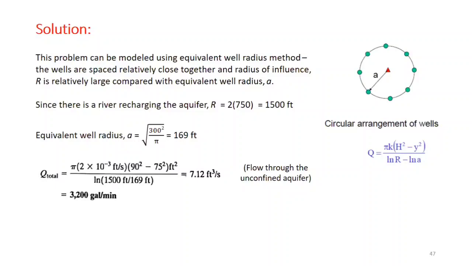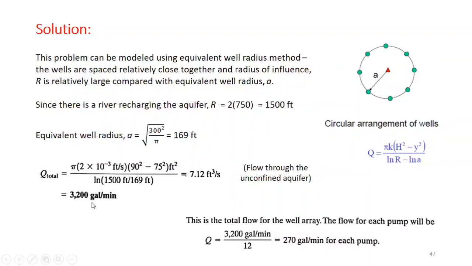Using the same formula as we have been doing before for circular arrangements of wells, you can get the total flow. Of course, remember that this is flow through an unconfined aquifer. You have the value of K given, the initial level of the water is 90, the level you want to bring it to is 75, R is 1500, and the equivalent well radius is 169. So you can get the total flow rate of about 7.12 cubic feet per second, or 3200 gallons per minute.